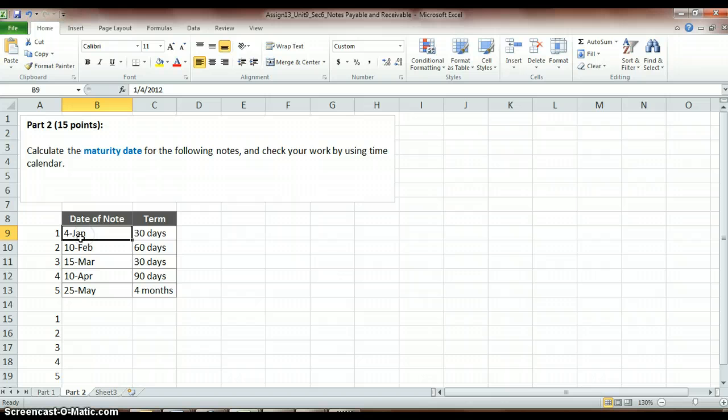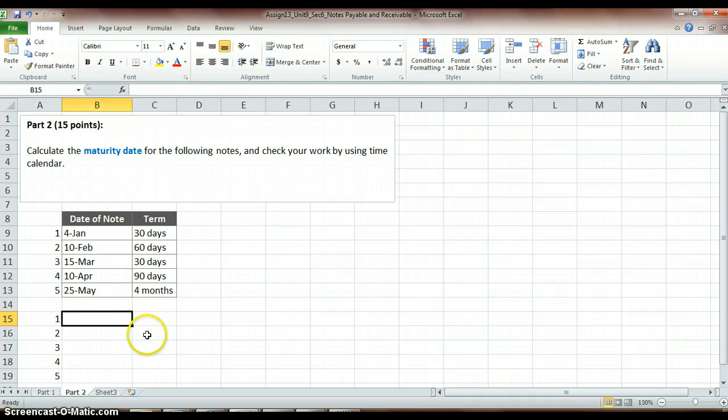So you're looking at January 4th, and then the term is 30 days, so you need to tell me what date is 30 days from January 4th, and that's our maturity date. If you need to, get out a calendar and just start counting days, that might be the best way to do it. Or you could subtract out how many days are left of January from your 30 days and add what's left over into February to get your date.